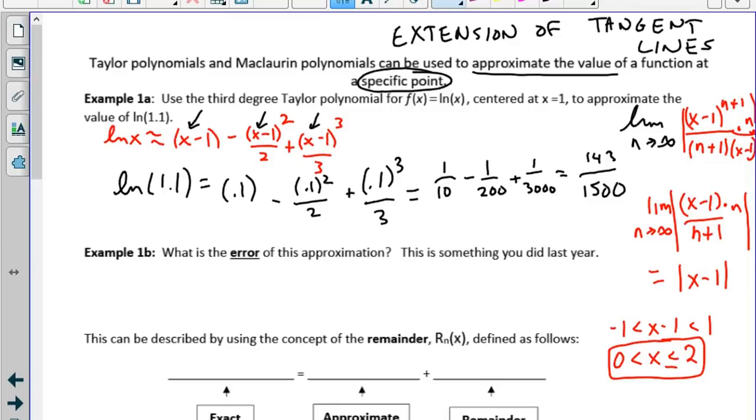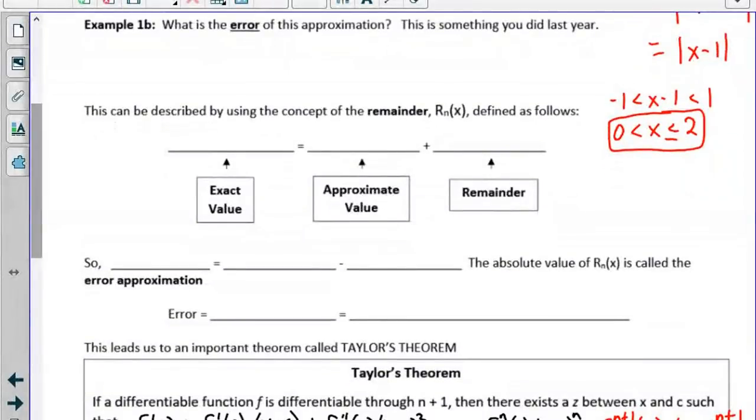So because I'm doing natural log of 1.1, if I have an infinite number of terms, this will actually converge to the correct value. If I was trying to approximate natural log of 2.1, I could not have my polynomial centered at 1 and actually get an answer that is close to what's correct. So the error of this approximation, we'll come back to that in a second.